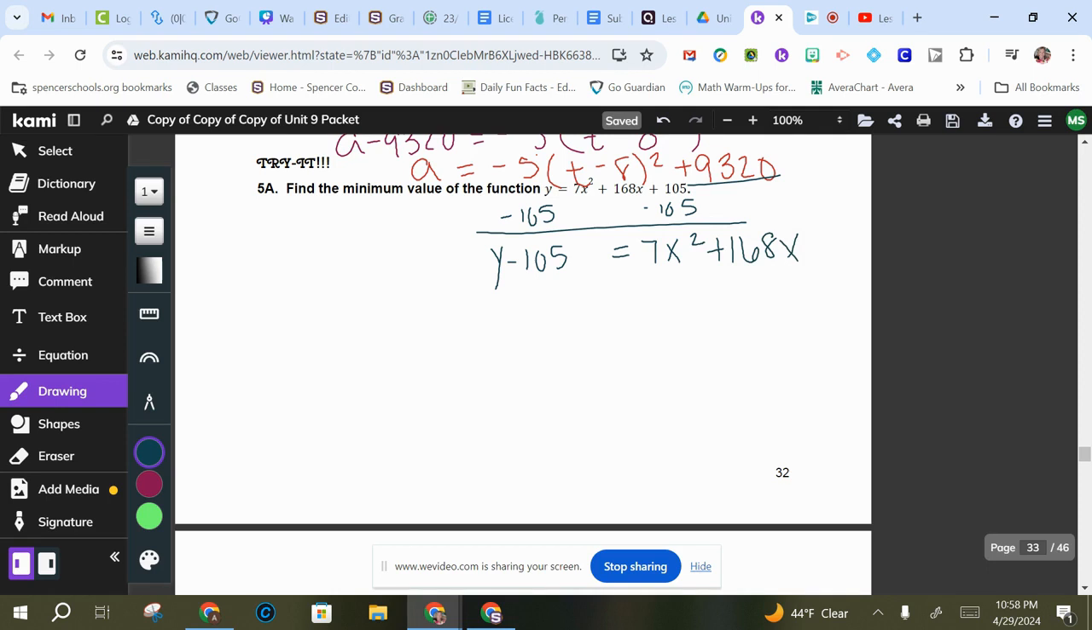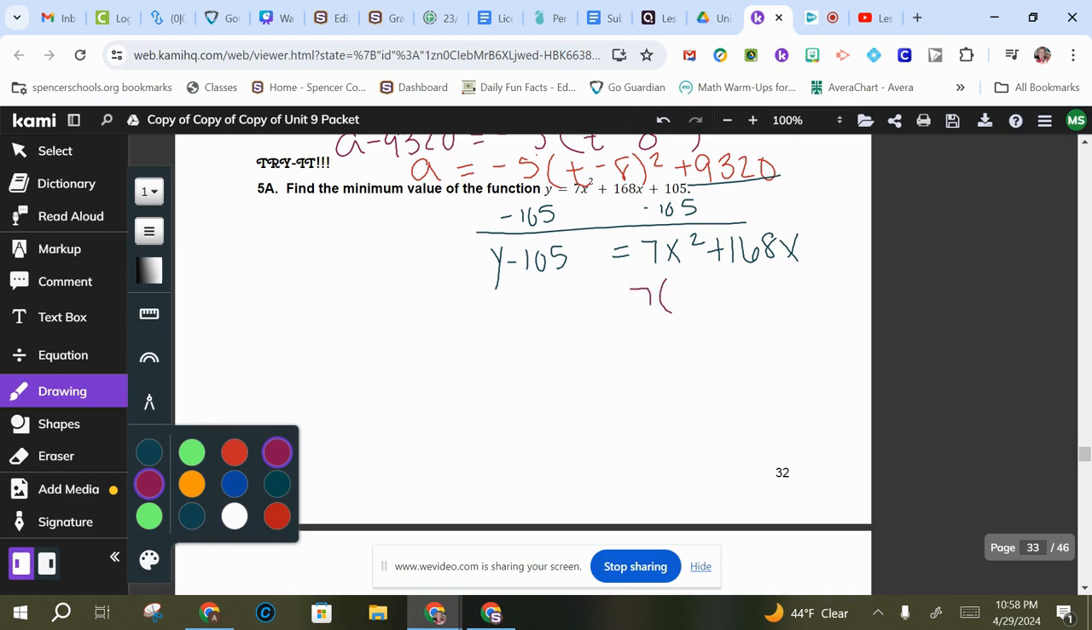Okay, we need to take the greatest common factor out of this side so we can deal with a little smaller numbers. So if I take 7x squared divided by 7, I get x squared, and 168x divided by 7 would leave me with 24x. So here's where I'm sitting.